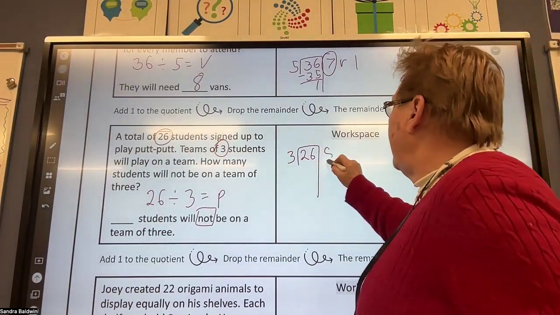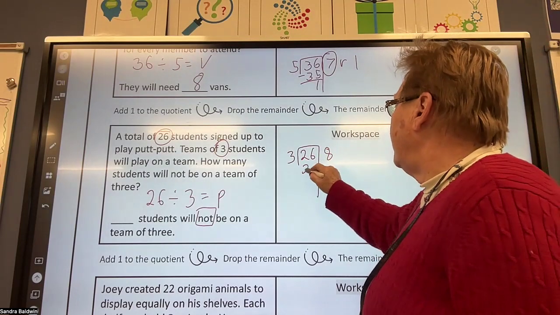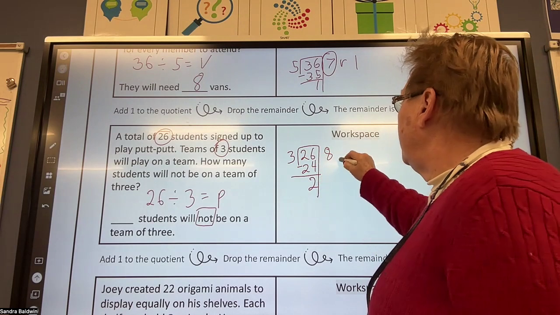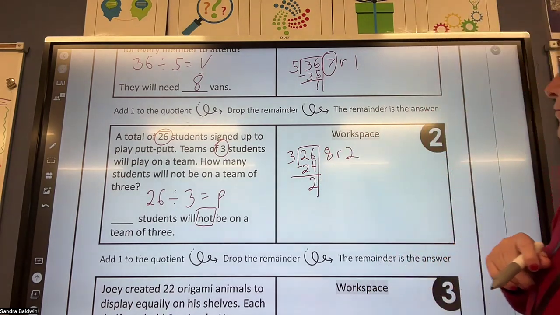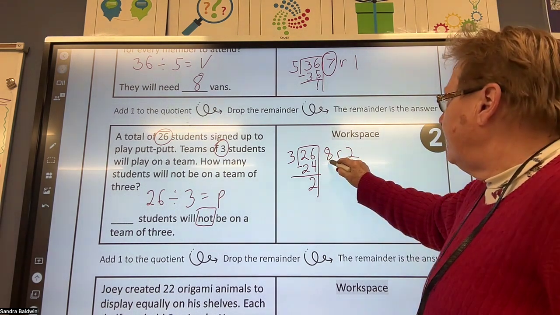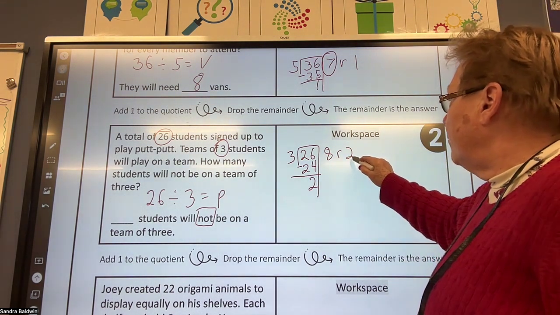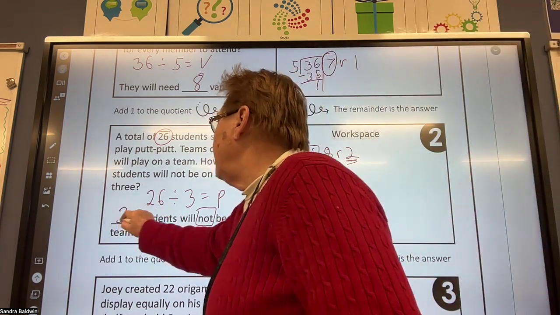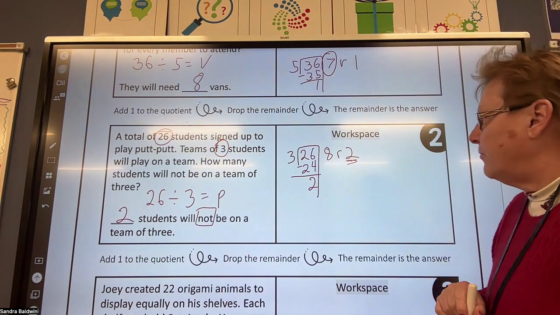So I'll say 8. 8 times 3 is 24. 6 minus 4 is 2. It's 8, remainder 2. So this tells us how many will be on a team. This tells us how many will not be on a team. So that becomes the answer. 2 students will not be on a team of 3.